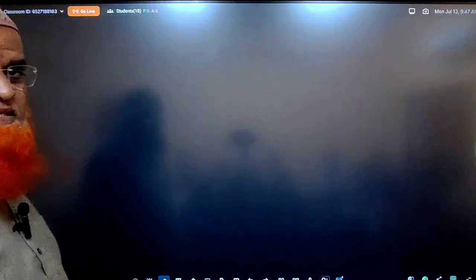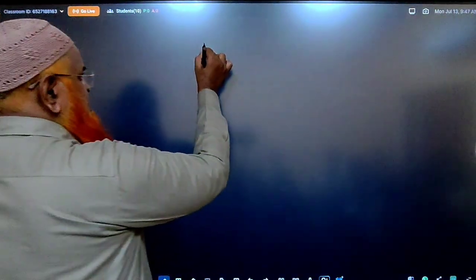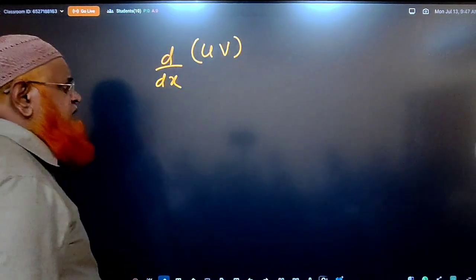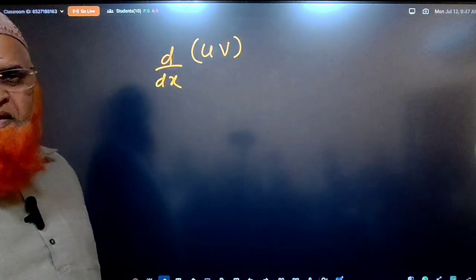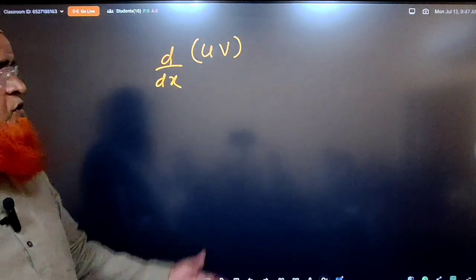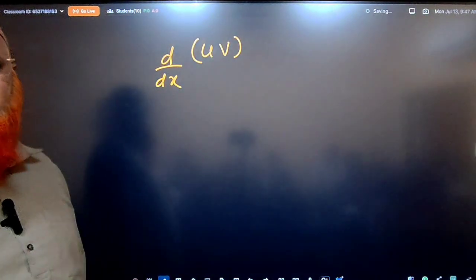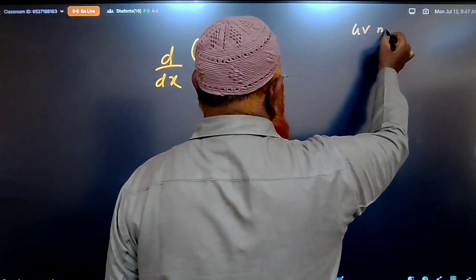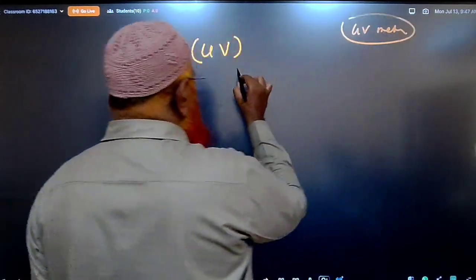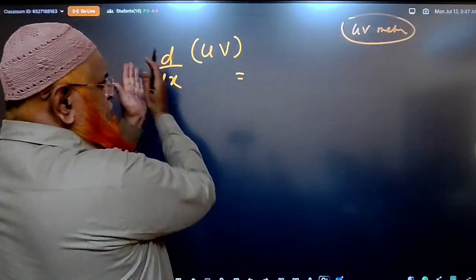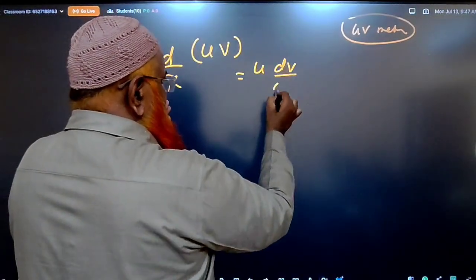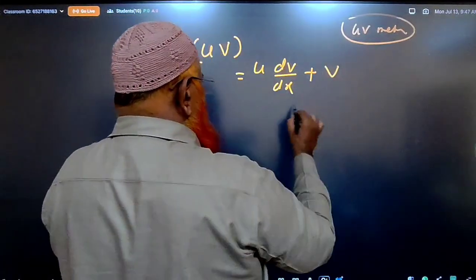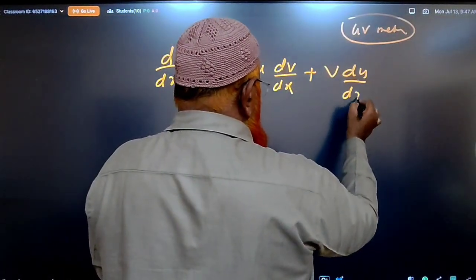Okay, next thing is how to differentiate the product of two variables, d by dx of u into v. Two variables having a product, then how will you differentiate this one? We use one method which is called the uv method. So what is this uv method explaining? See, first you have to take one variable as constant and differentiate the other variable, plus the second variable is taken as constant and you differentiate the first variable. Hope you understood.